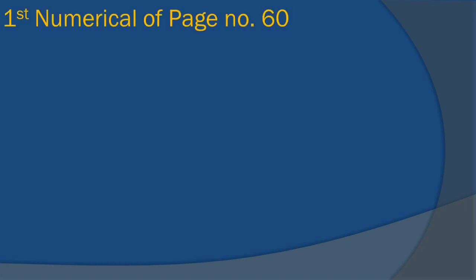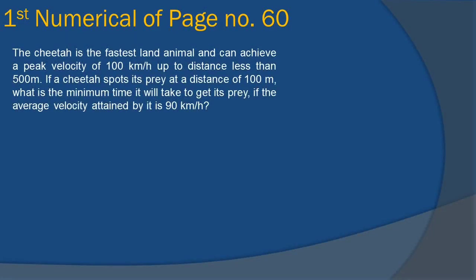Okay, so our next doubt is related to the numerical given on page number 60. The numerical is: the cheetah is the fastest land animal and can achieve a peak velocity of 100 km per hour up to a distance of less than 500 meter. This is the information which is given in the question only. Clear? This is the information only.